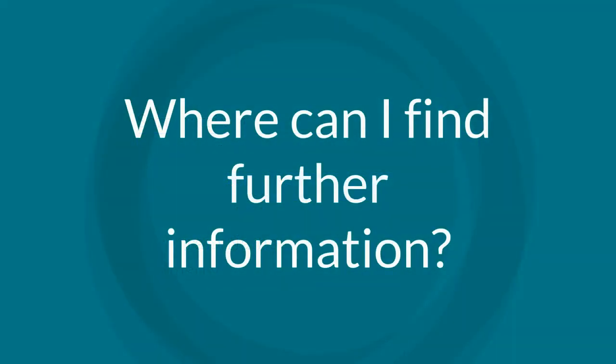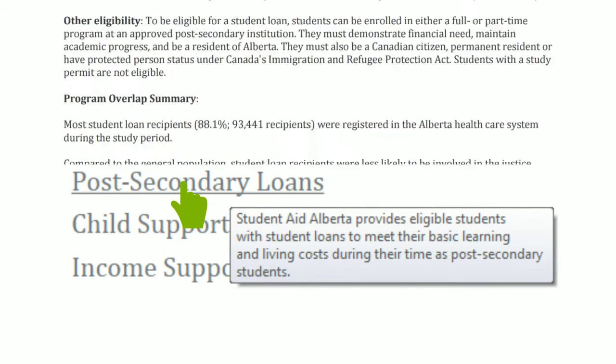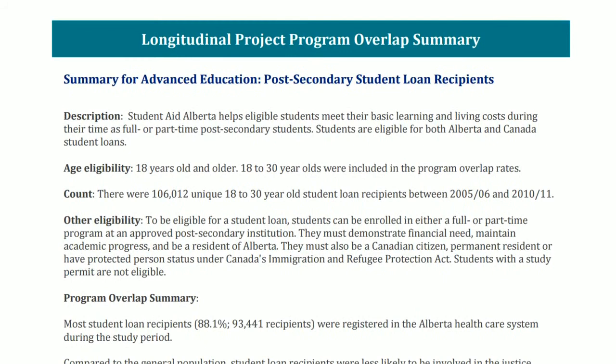Where can I find further information? When the cursor is placed over the name of a program, a short description of the program pops up. When the name of a program is clicked, a document with a longer description of the program and a summary of the program overlap rates for that program is opened.